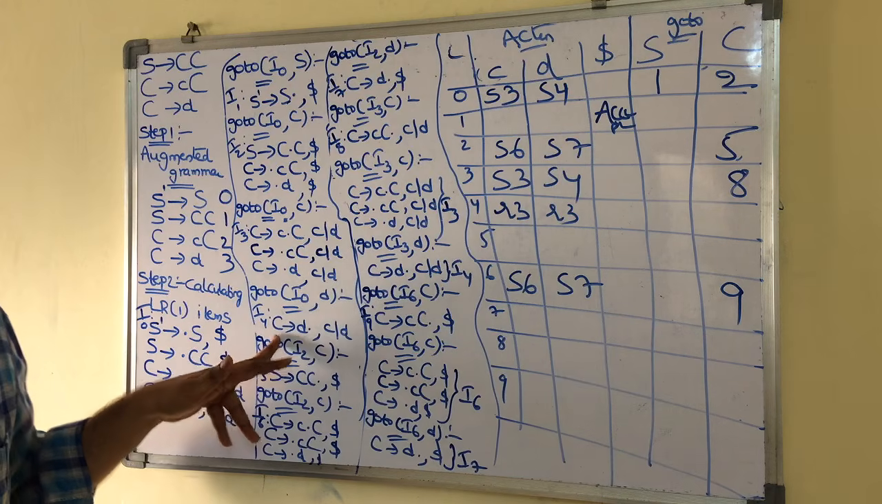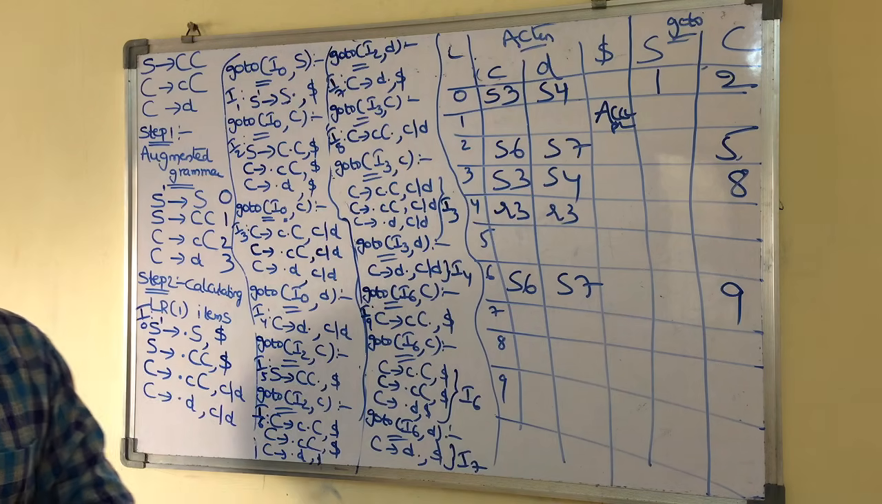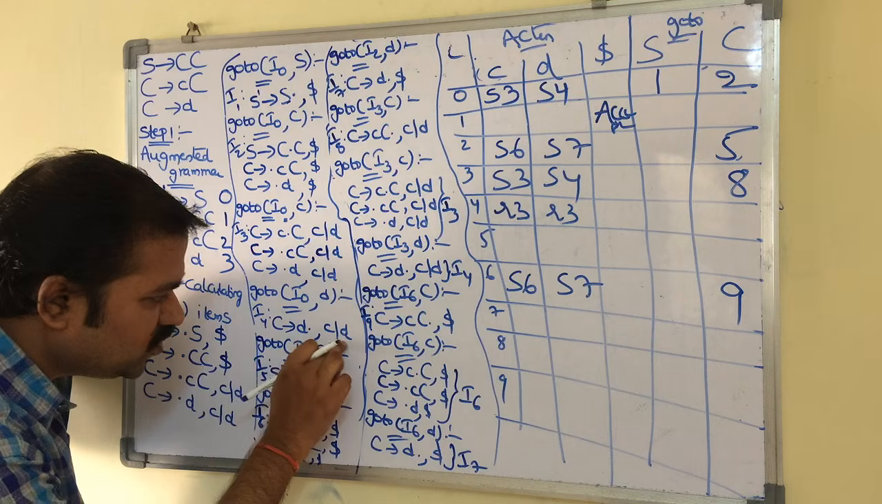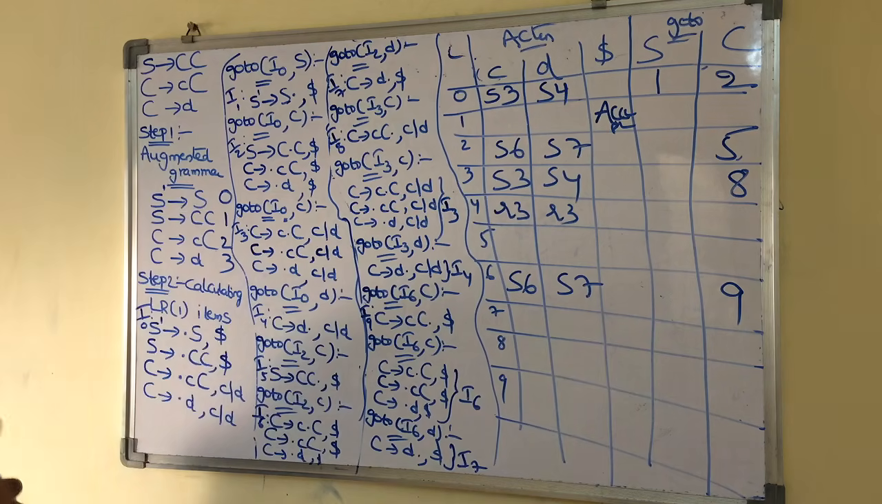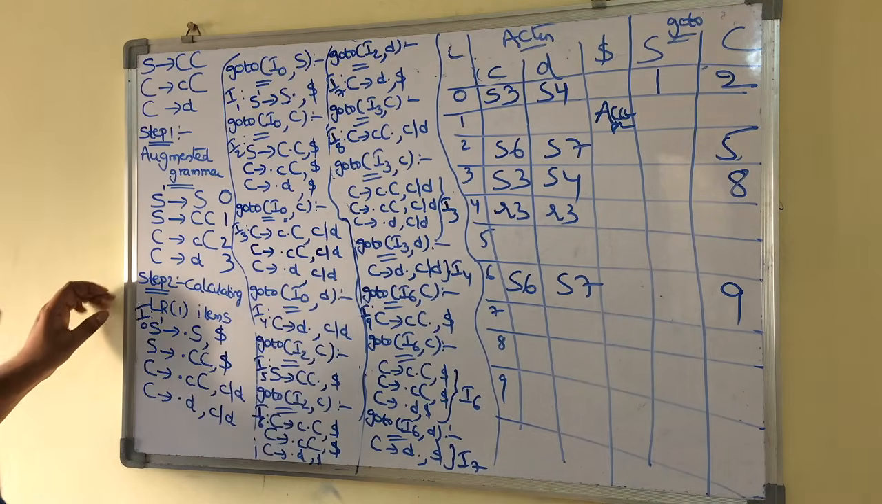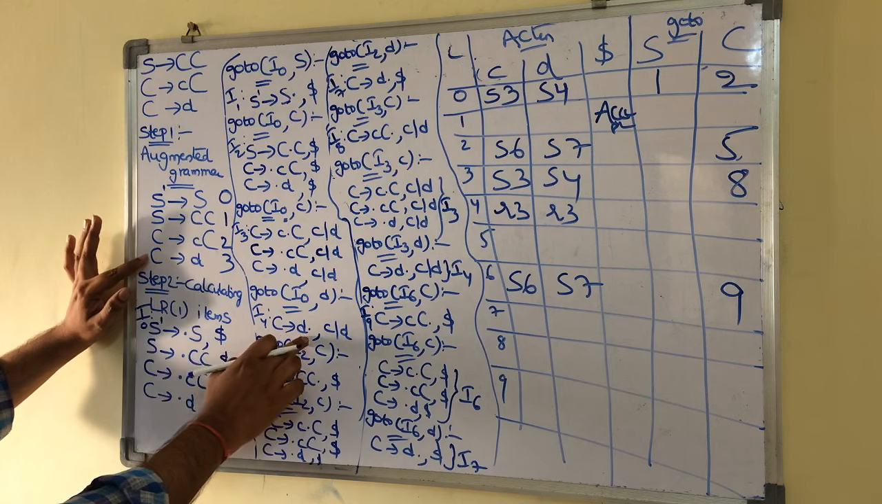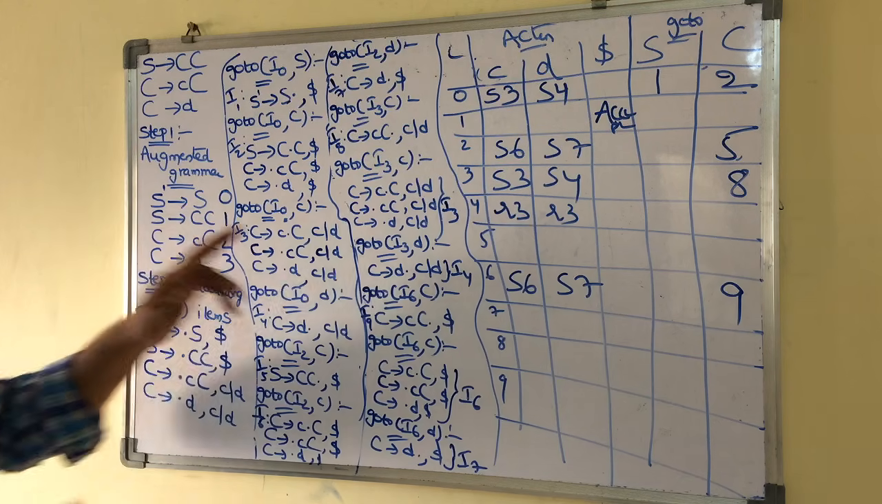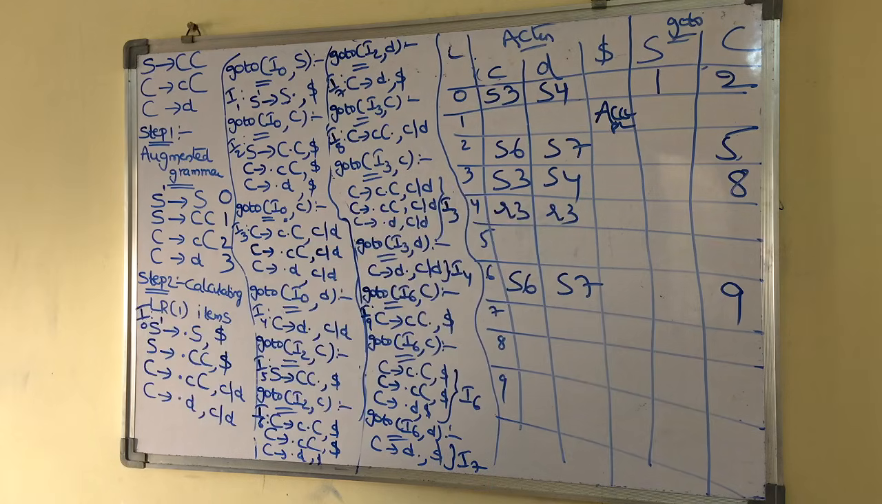In those terminal symbols, we have to write the reduced productions. Whereas here, lookahead symbols are already available in the production itself, so there is no need to calculate the follow of the left hand side non-terminal. So 4 on C and D means C produces D, which is production number 3. So 4 on C and D means R3, R3.